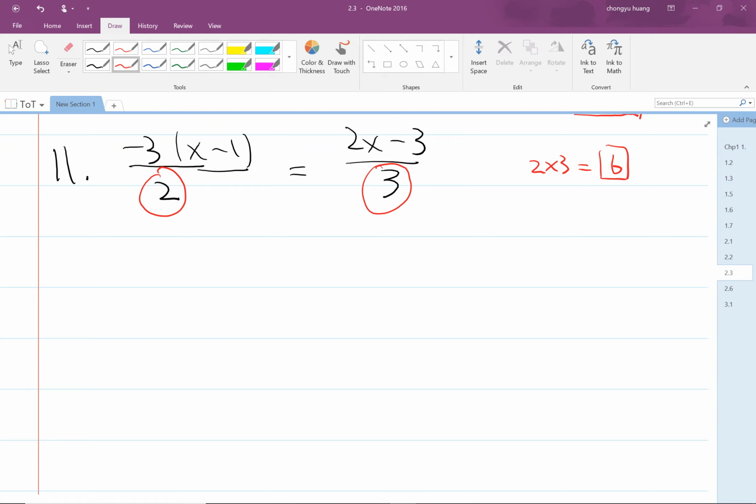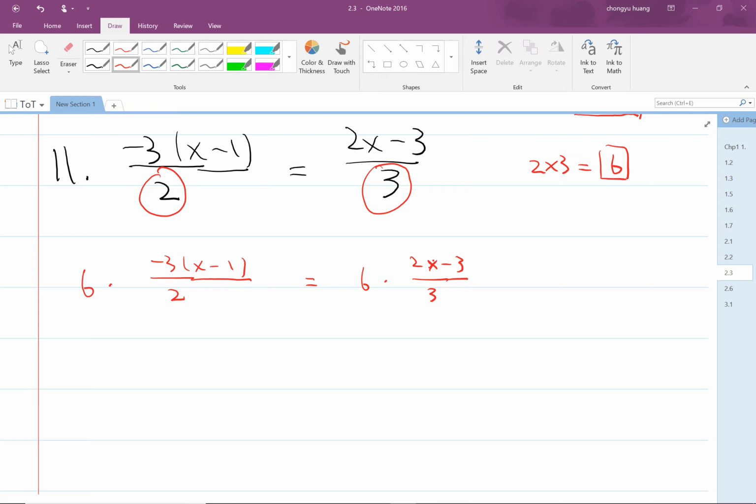So you have to multiply by 6, so now we're going to multiply by 6 for both sides. We just multiply it, so it becomes 6 multiplied by negative 3 bracket x minus 1 bracket over 2, right? Is equal to 6 multiplied by 2x minus 3 over 3, right?